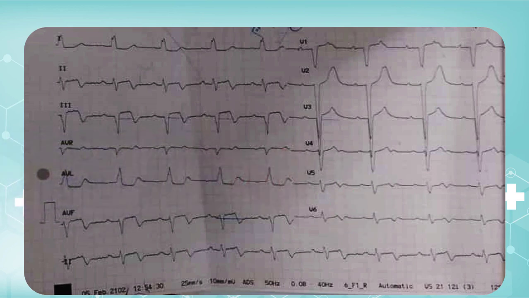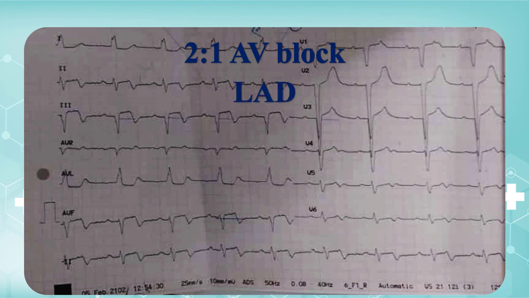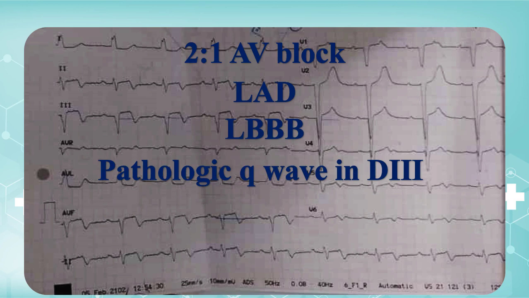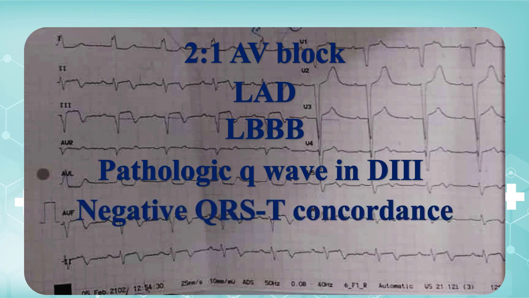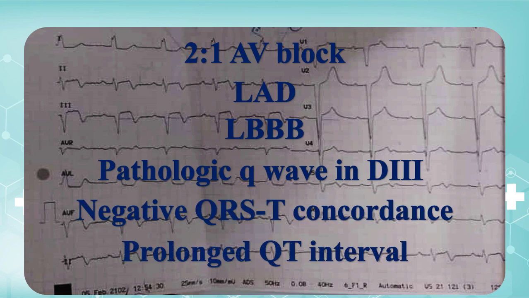To interpret our strip properly, we are supposed to make a list of abnormal findings. In the present strip, abnormal findings are 2-to-1 heart block, left axis deviation, left bundle branch block, pathological Q wave in D3, negative QRS T concordance, and prolonged QT interval. All these findings are due to ongoing ischemia.